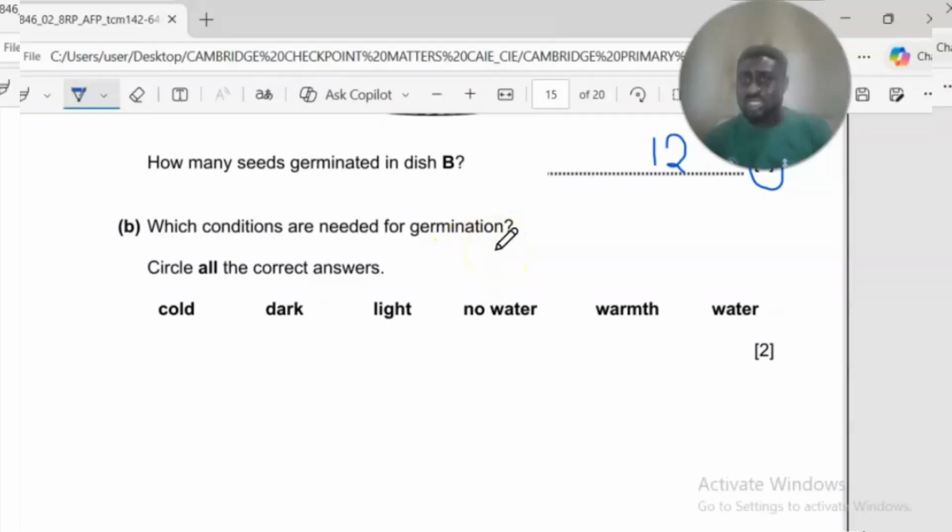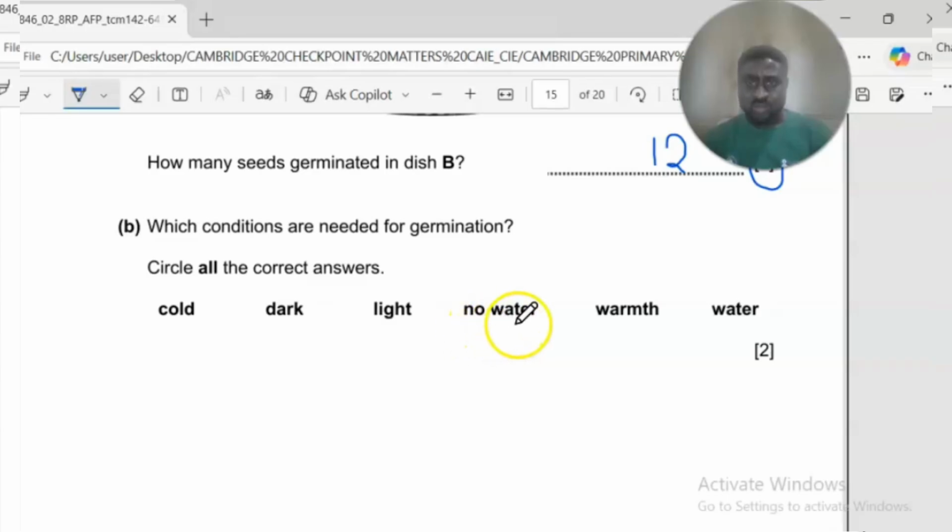Now, germination, when the seed is being inserted or when the seed is buried into the soil, what are the conditions needed for germination? Is it cold, dark, light, no water, warmth, and water? This is not an option to go by. It doesn't require darkness. It doesn't require light at that stage because it has not sprouted yet and there are no leaves present that should undergo photosynthesis, as in the case of green plants with green leaves or green cotyledons.